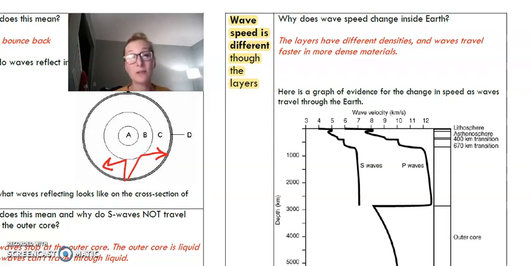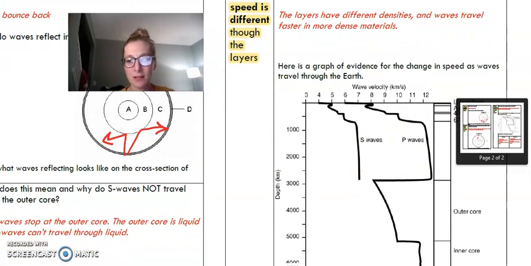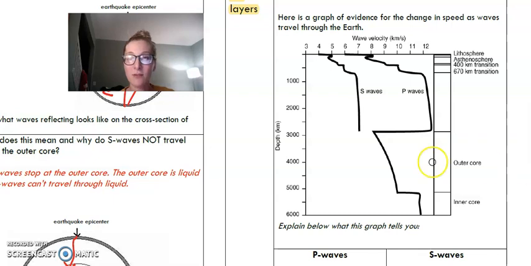So why does the wave speed change? Whether it's sound or earthquake waves, it has to do with the different densities. And waves travel faster in a more dense material. So that's the important understanding of this whole part of the unit. Density is creating all these different conditions for the waves to behave differently. All right, so here's our graph.